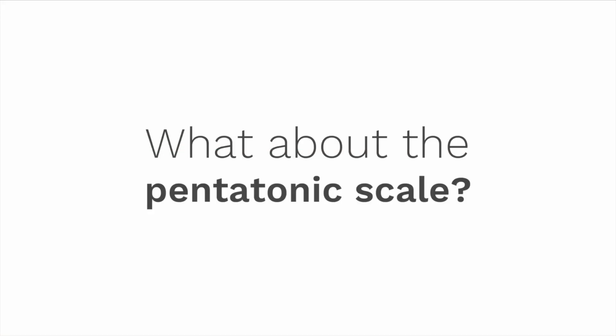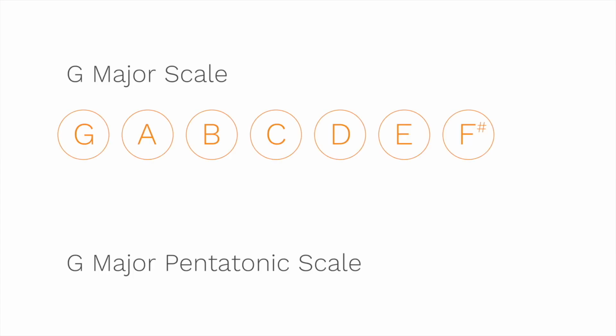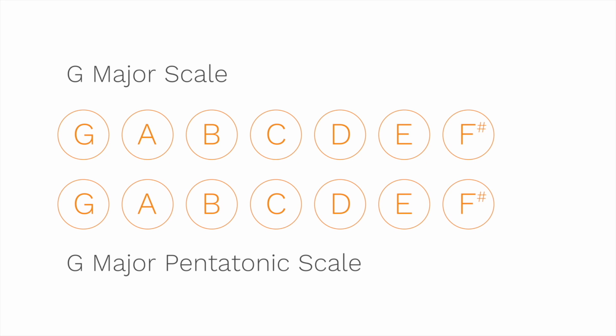What about the pentatonic scale? Penta means 5, thus the pentatonic scale contains 5 notes. The major scale uses 7. That means that if you skip 2 notes from the major scale, you get a pentatonic scale.